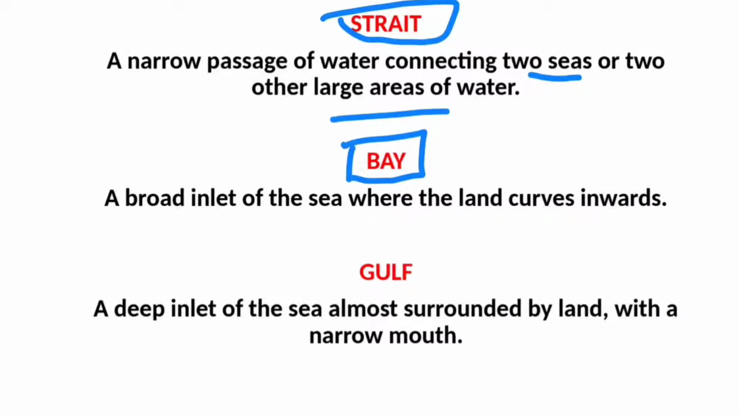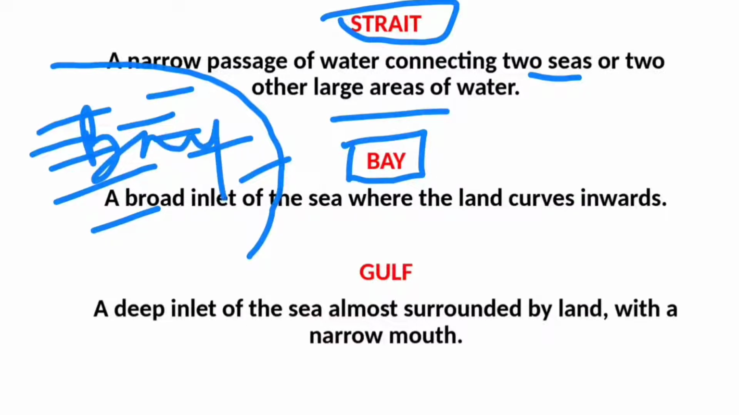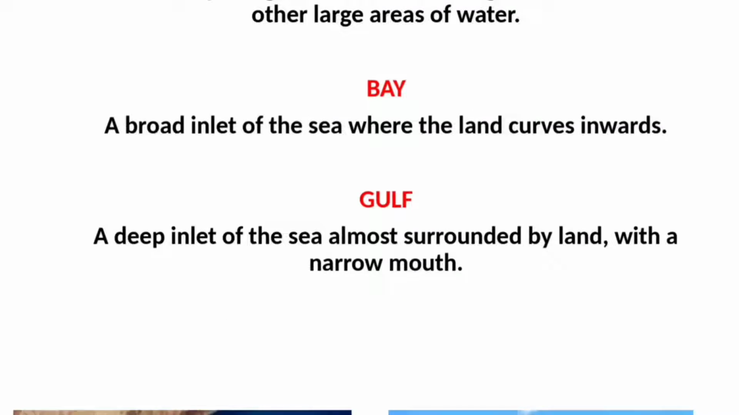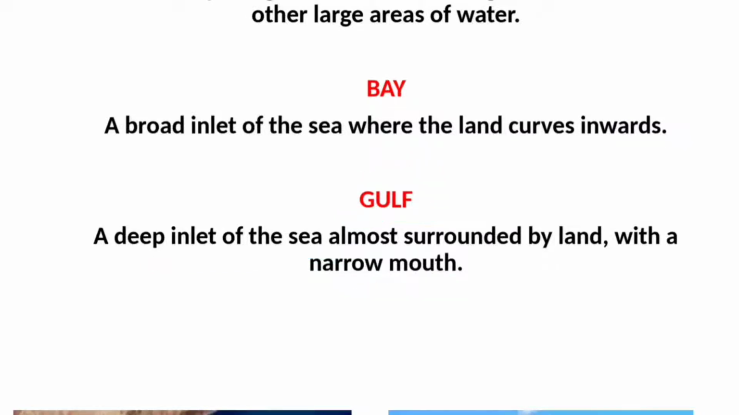The second one is bay. It is a broad inlet of the sea where the land curves inwards. That means if this is the broad inlet of sea and the land over there is in a curved shape, this represents a bay. Then the next term is the Gulf. A Gulf is simply a deep inlet of sea almost surrounded by land from all sides, but it has a narrow mouth. Let's have a look at the diagrams.